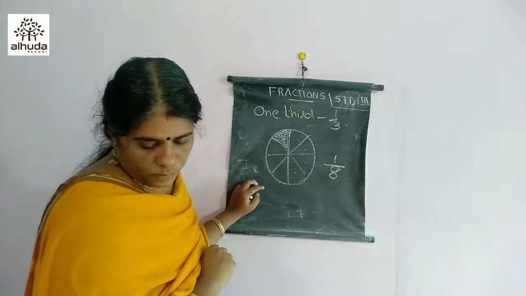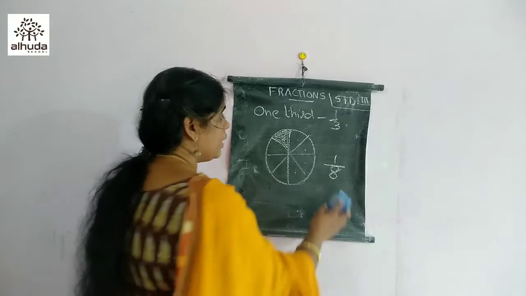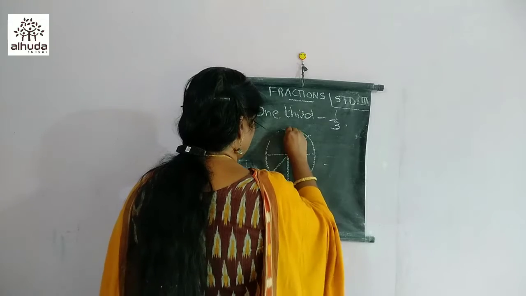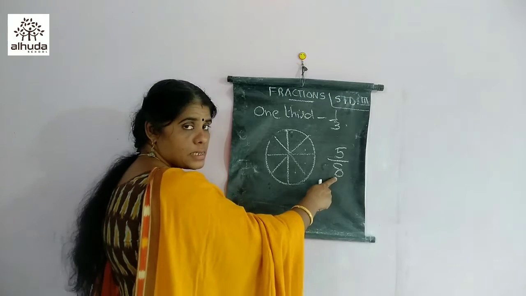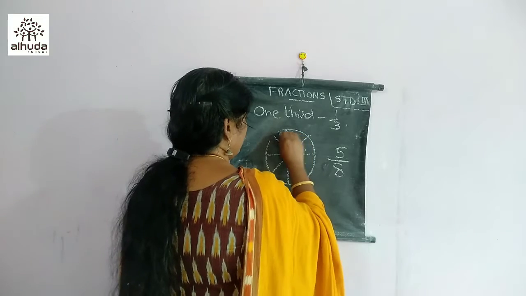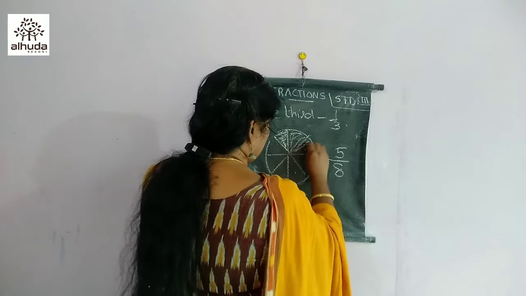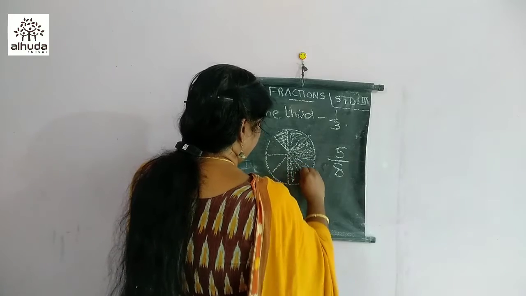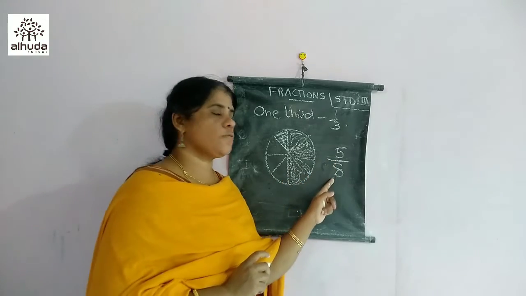Then represent 5/8 in this picture. How do we represent 5/8 here? It means out of these 8 total parts, we should shade 5 parts. That is 1, 2, 3, 4, 5. Only this much portion is shaded. So we call this 5/8.